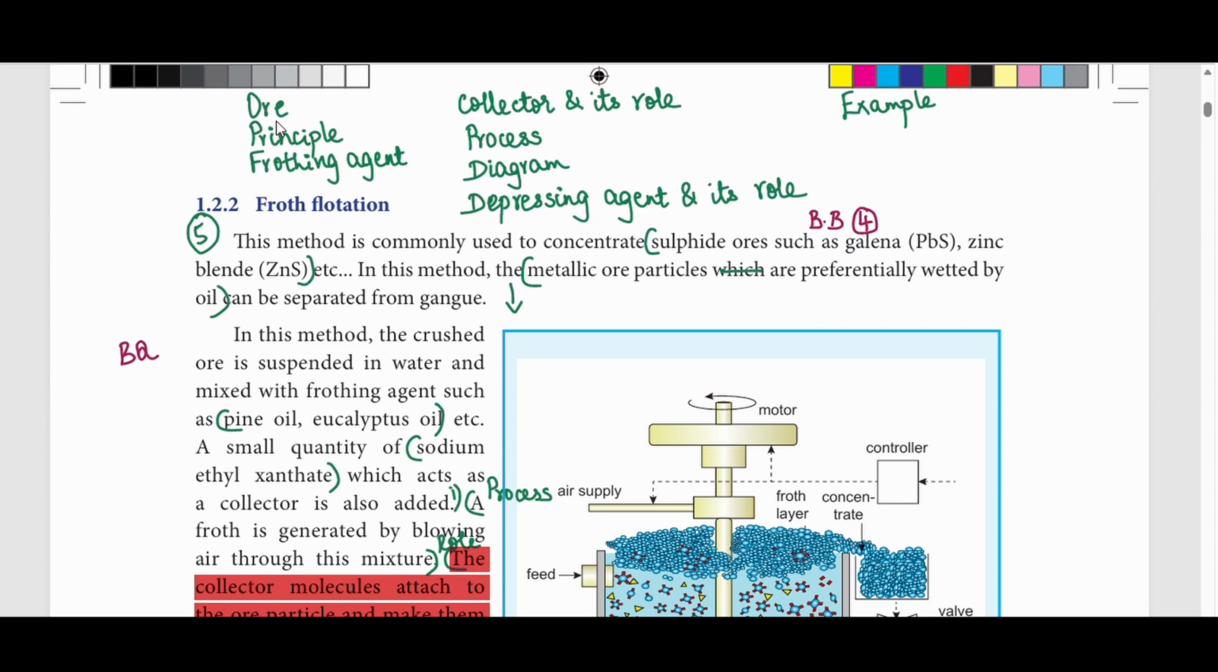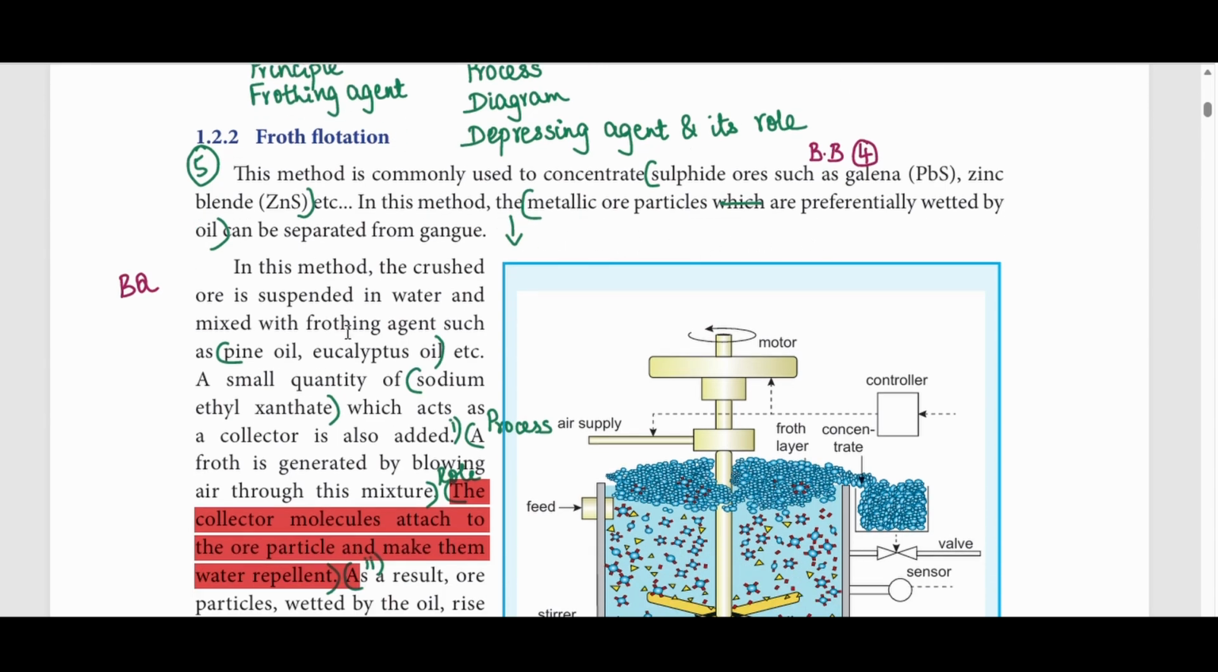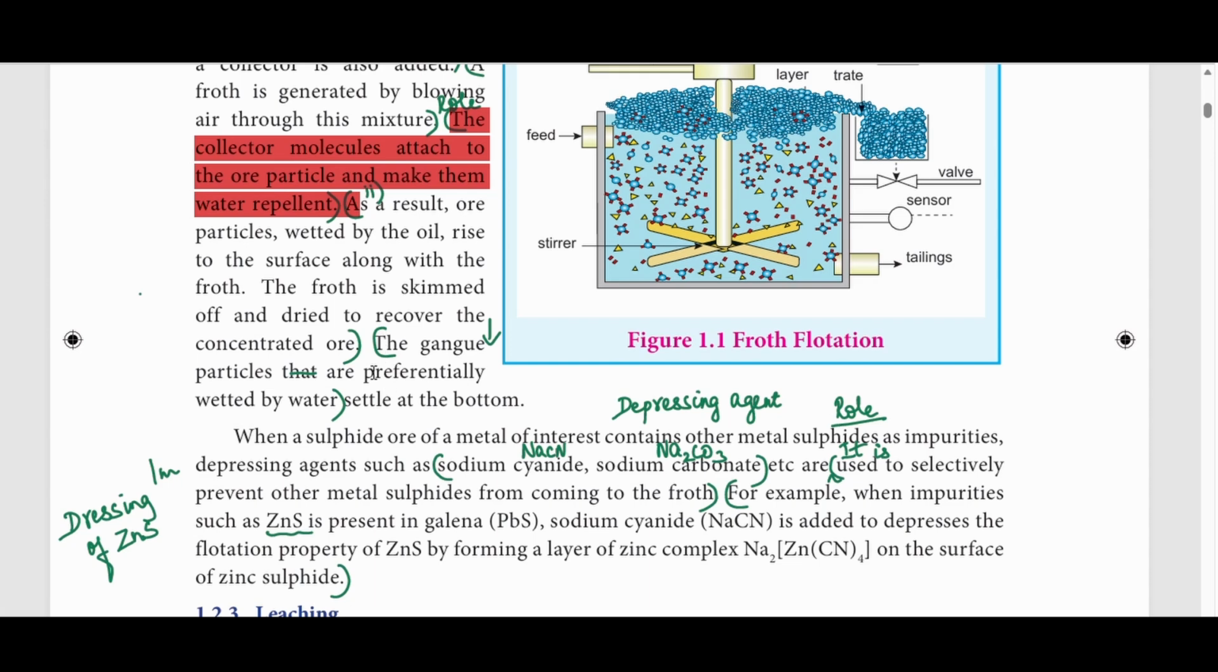Which type of ore can be concentrated by froth flotation? Sulfide ore such as galena and zinc blende. This one word they'll ask separately even in a 2 mark question. What is the principle of froth flotation? Metallic ore particles are wetted by oil, whereas the gangue particles are wetted by water.